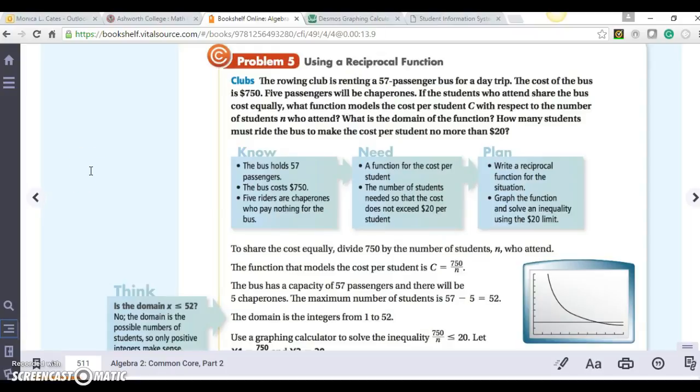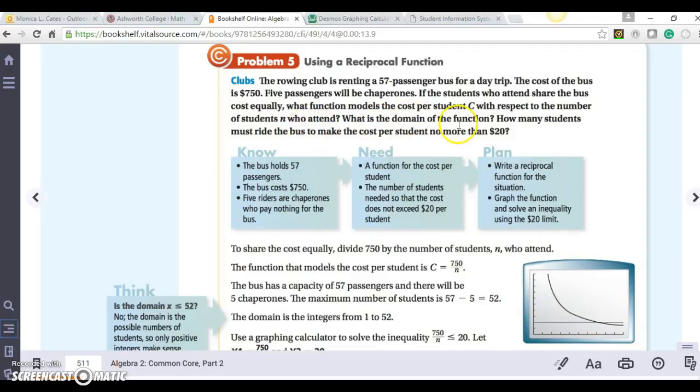Okay, let's take a look at problem 5 now, using a reciprocal function. The rowing club is renting a 57-passenger bus for a day trip. The cost of the bus is $750. 5 passengers will be chaperones. If the students who attend share the bus cost equally, what function models the cost per student C with respect to the number of students N who attend?